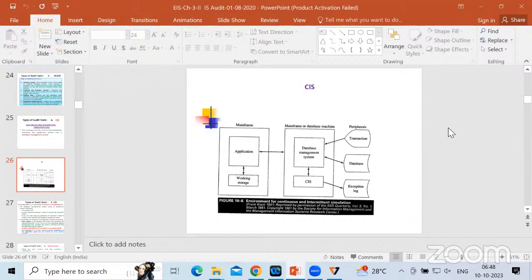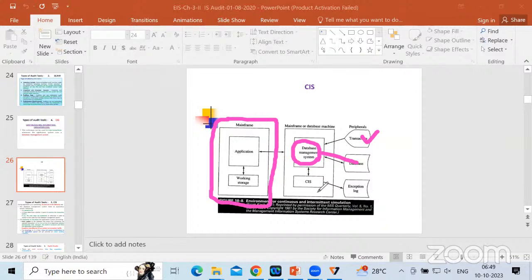CIS, continuous and intermittent simulation. Simulation means as if it is real, you are just verifying. So here, the mainframe computer, which is carrying out the application, data, and storage. So the transaction, which is given to the database management system, that is DBMS, it is a software. And once it is processed, it will be forwarded. What does this CIS do? It will keep on watching over this transaction continuously. If something is wrong or odd, immediately it will be forwarded to the exception log. So the auditor will check this and he will do the inspection later with the data available in the database.